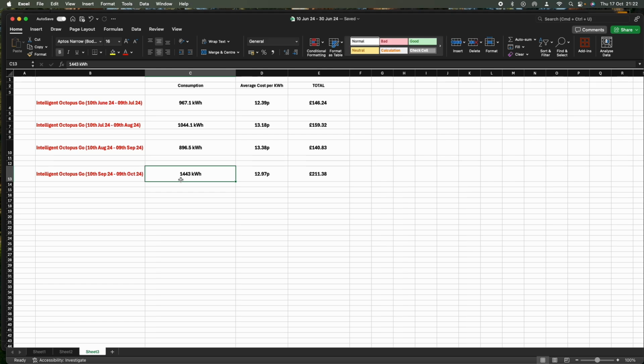I'm not comparing it to last year when we had the gas boiler, but I'm just looking at the numbers, and as you can see, it's now increased. So this time around, we want to see what our winter is going to be like into February, March next year, and see how much more we'll be paying because of the heat pump.